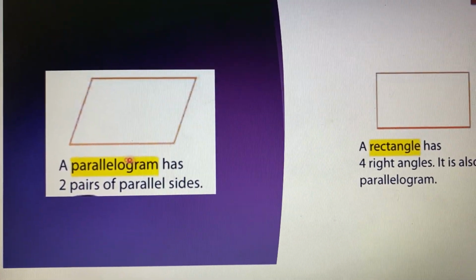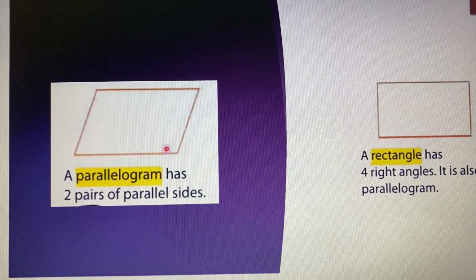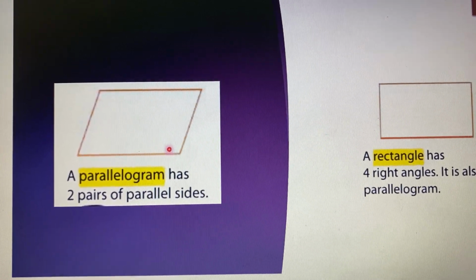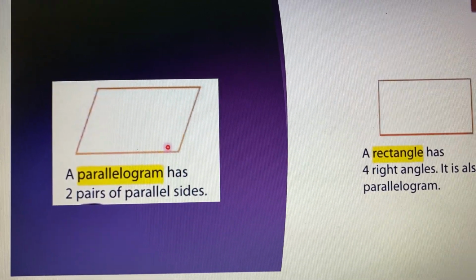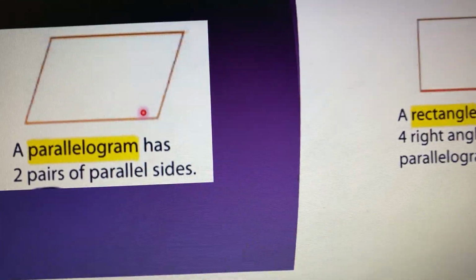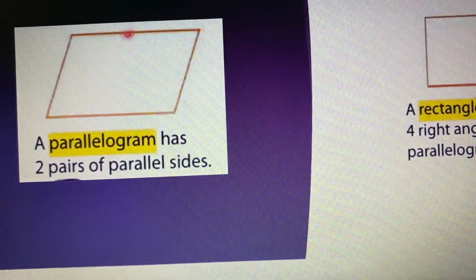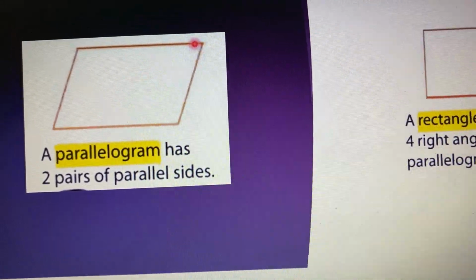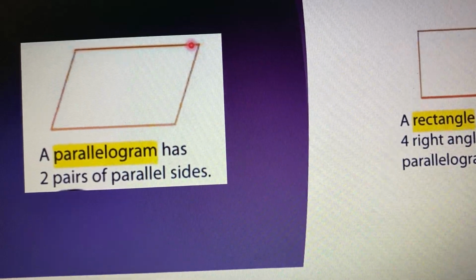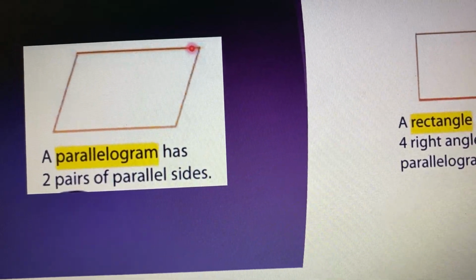First, we have this shape. This shape we call a parallelogram. The parallelogram has two pairs of parallel sides. Look here. This line and the line that is above it, if they keep going on, they will never ever cross, right?